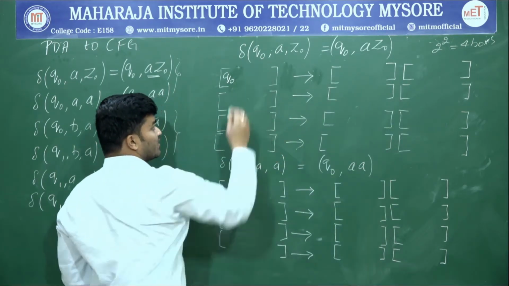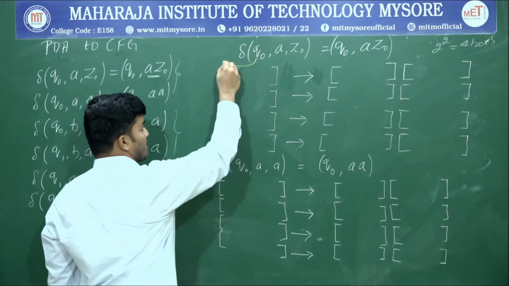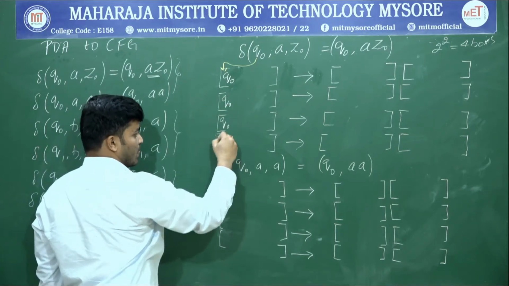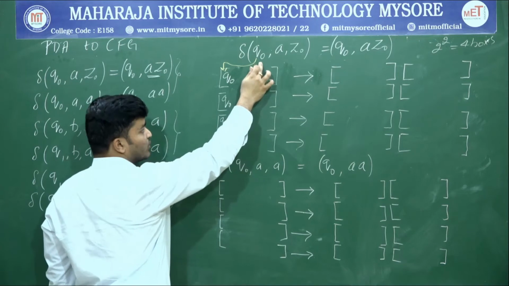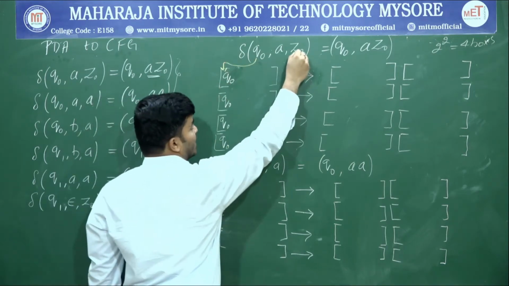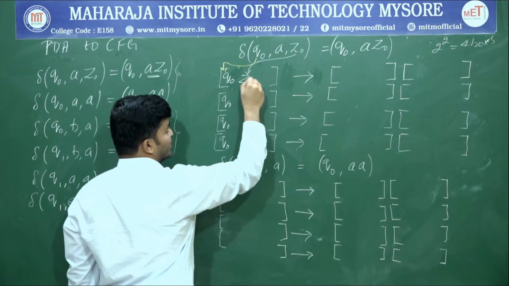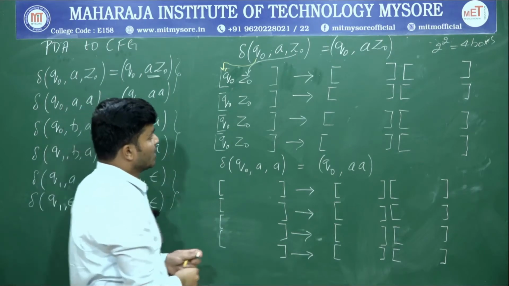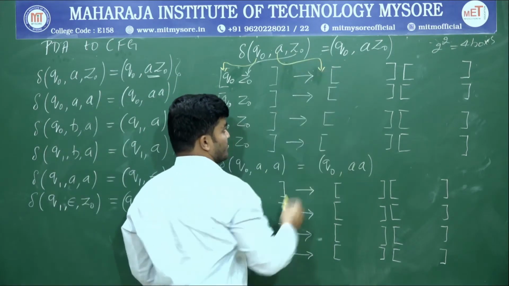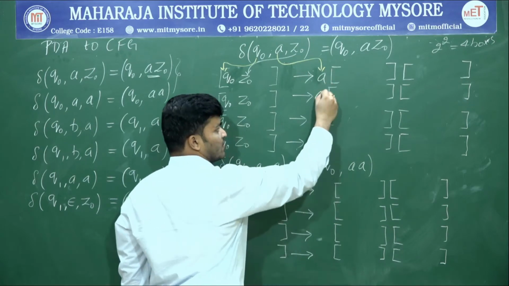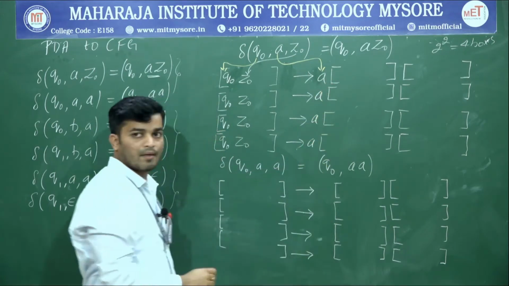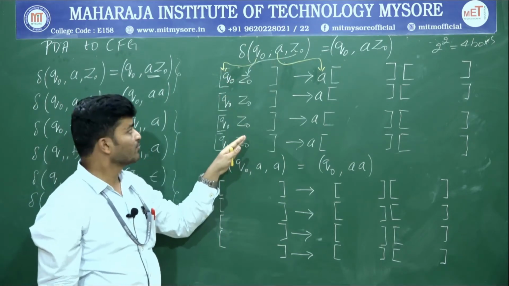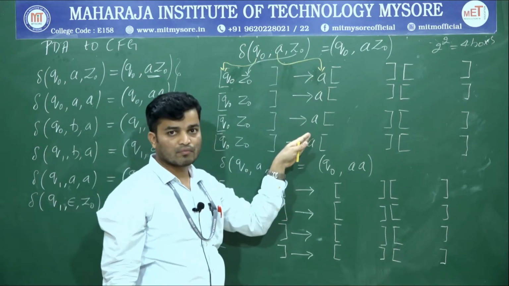First write this term in the first position. So here you will get Q naught, again Q naught, Q naught, Q naught. Repeat this first term, Q naught, 4 times. Next, write this Z naught in the center. So that is Z naught, Z naught, Z naught, Z naught. And write this A over here. So Q naught you write as it is 4 times, Z naught as it is 4 times, and this A over here 4 times.